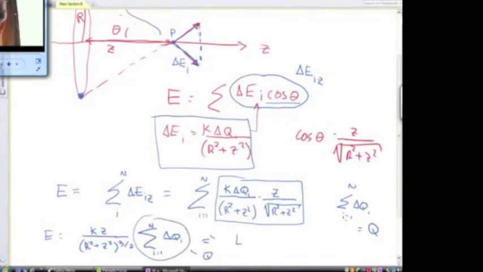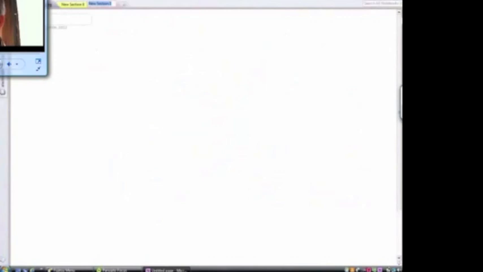So the final answer for the electric field, which we know goes in the z direction, and it depends on the distance to the ring, we're calling z that distance, is k, this total sum of the charges is Q, z divided by r squared plus z squared to the 3/2. So this is the electric field produced by the ring along the axis that goes through the middle of the ring. Now let's consider what would happen if we put a charge in the middle of a ring.